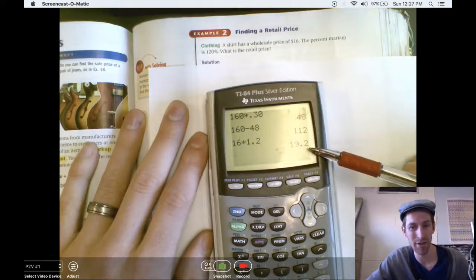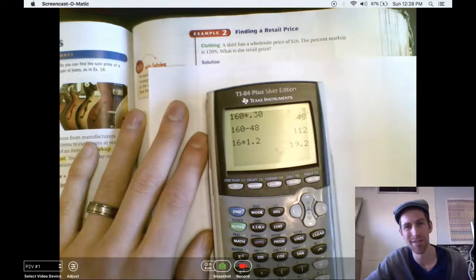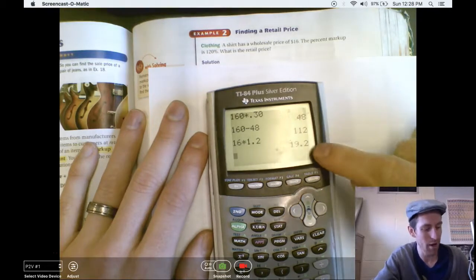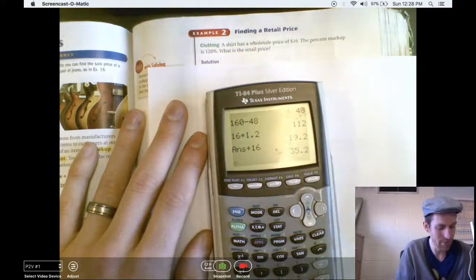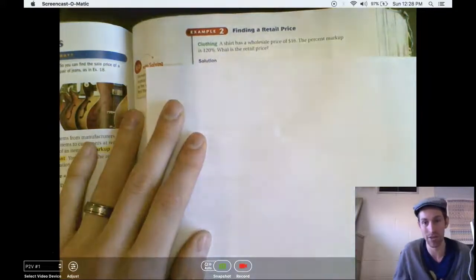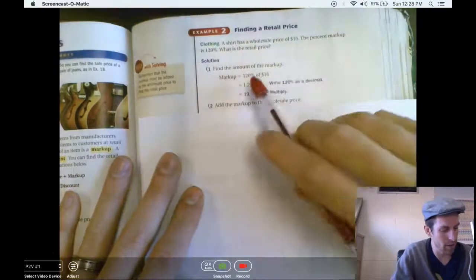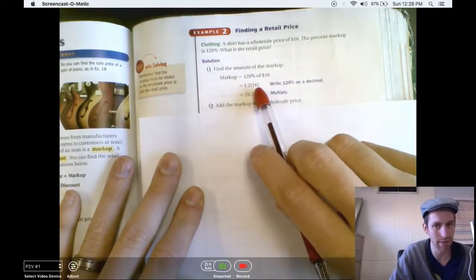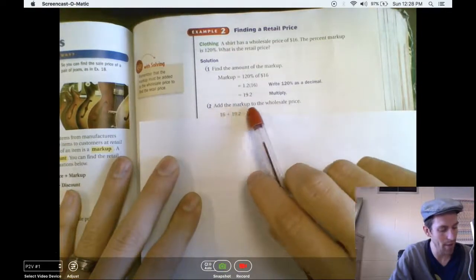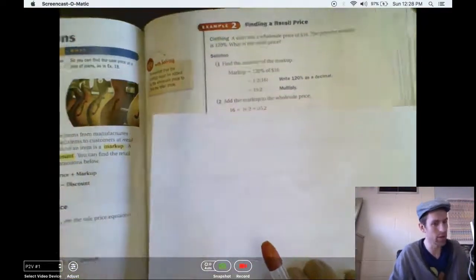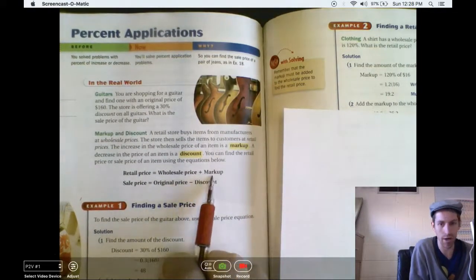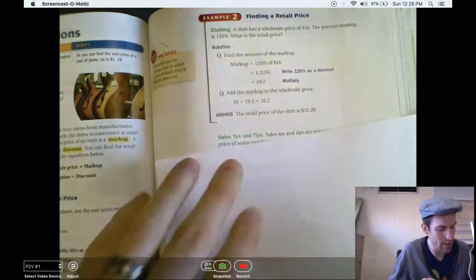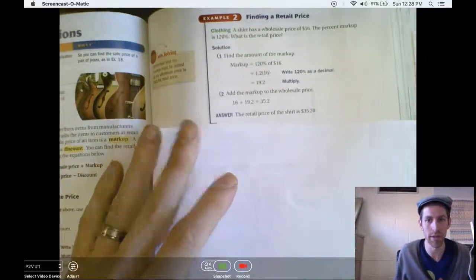If you sold it for $19.20, you would only make $3.20 on that shirt. Hardly worth the shipping and the hassle, right? No, this is the markup amount. That's how much you're adding on top of 16. So add 16 here. You're going to sell it for $35.20, this shirt. All right? So 120% of 16, 1.2 times 16, 19.2. Add the markup to the wholesale price, which is what they show over here. We're finding a retail price: the wholesale price plus the markup. Yeah, you tracking here? Retail price of the shirt is $35.20.